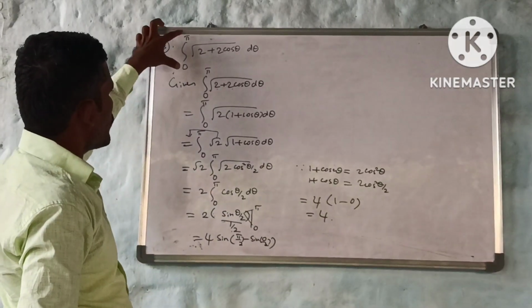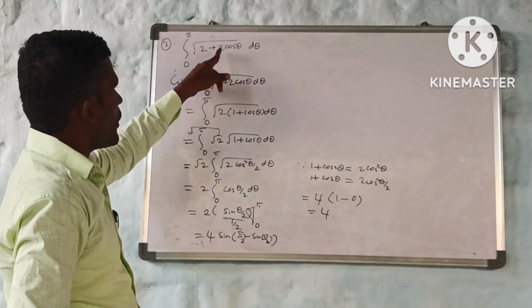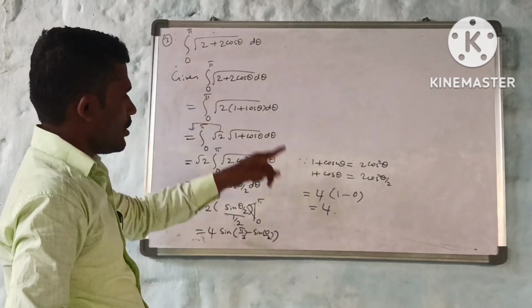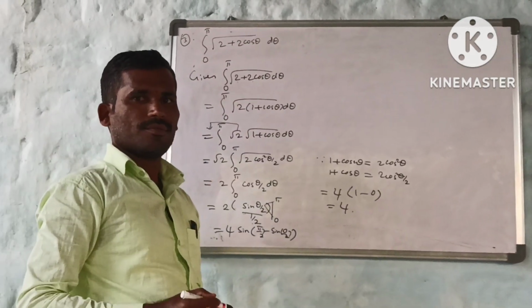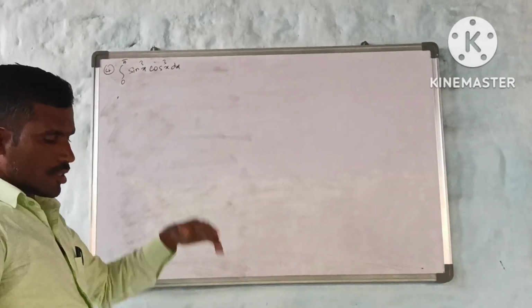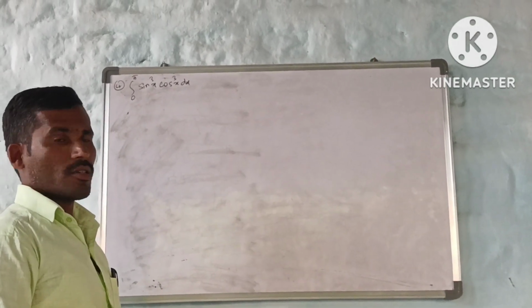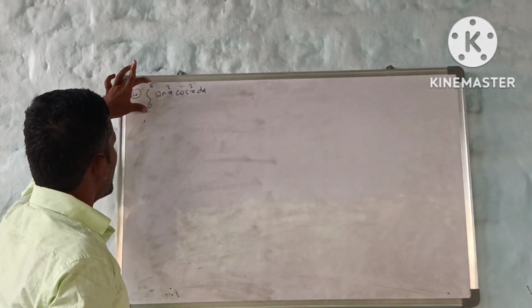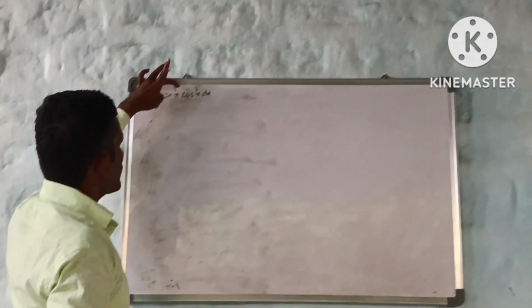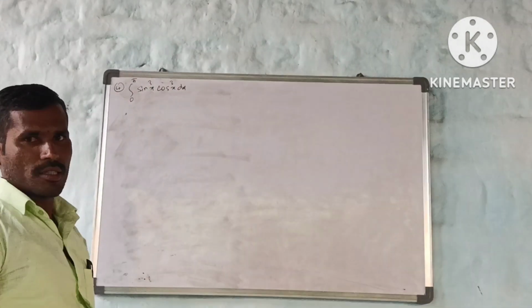That is, the integration from 0 to pi of the square root of 2 plus 2 cos theta is 4. Next problem in the definite integral, 7th chapter, Low B exercise. The fourth problem: integration 0 to pi of sin cube x cos cube x dx.